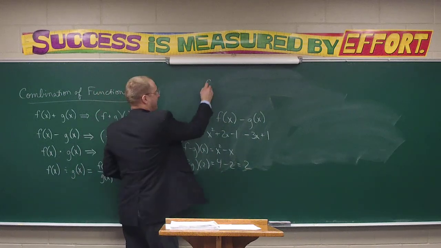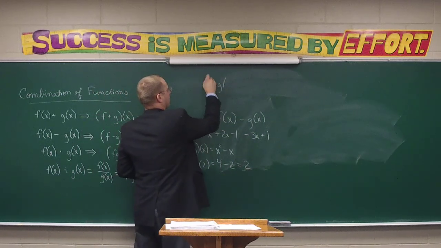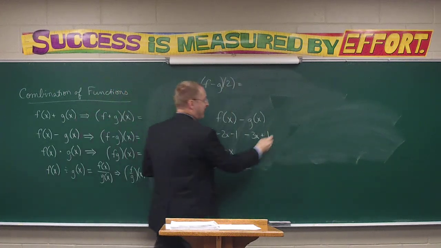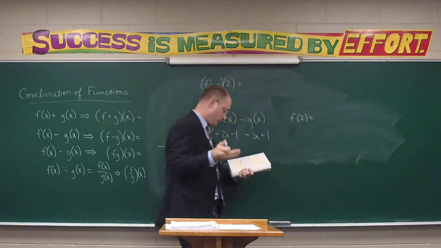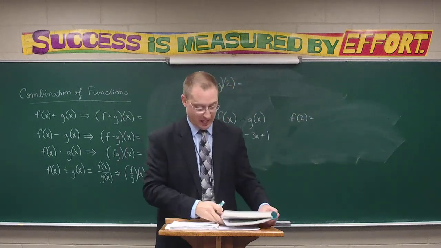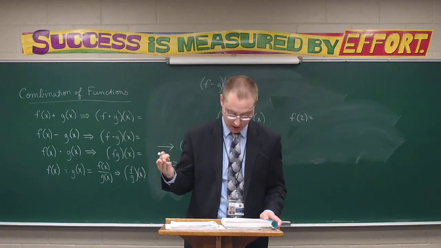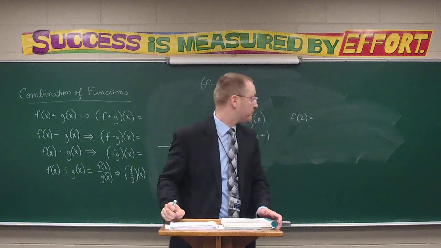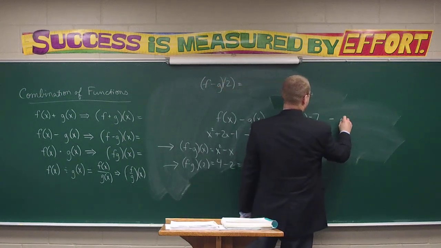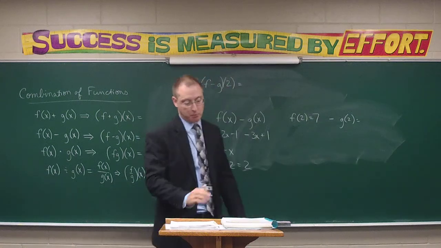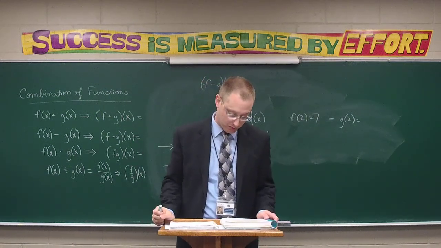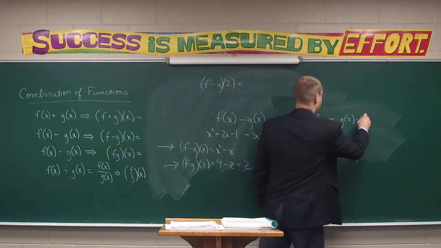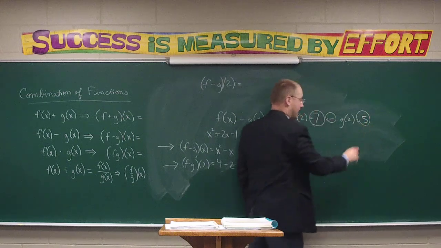But what if they just said, find f minus g of 2? Well, in that case, what I could do is I could find f of 2. Well, looking at the original function in the bold there, f of x is x squared plus 2x minus 1. What is f of 2, anyone? 7. Minus g of 2. Looking at the bold function, 3x minus 1. What is g of 2? Anyone? 5. So what is 7 minus 5?